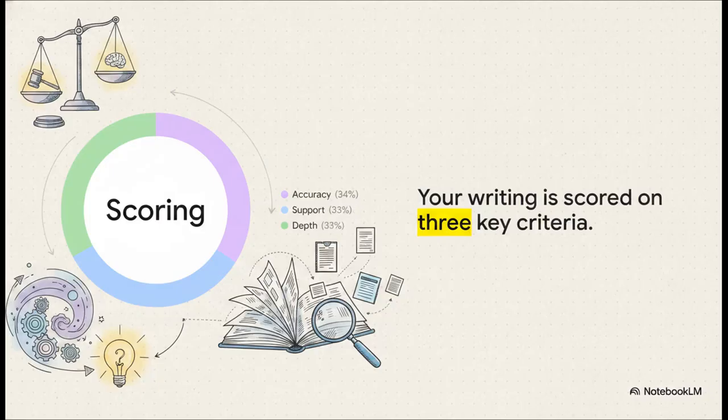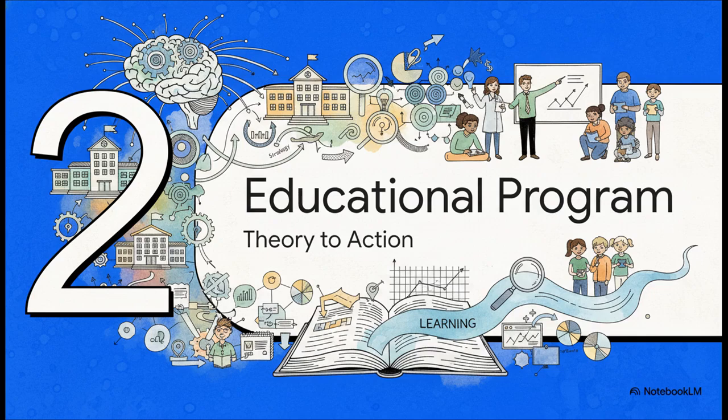Now, this is where it gets really interesting, how they actually score your writing. It's not just about having the right answer. Think of it like this. Accuracy is them asking, are your ideas actually solid? Support is, did you use the specific facts they gave you in the scenario to back it up? And depth, this is the big one, is all about explaining why your strategy is the right move and how it will actually work.